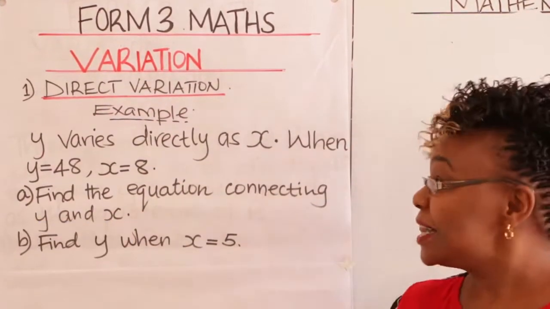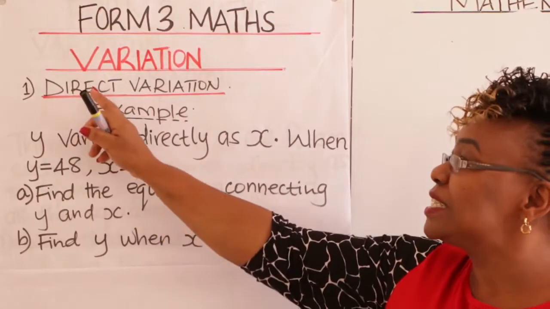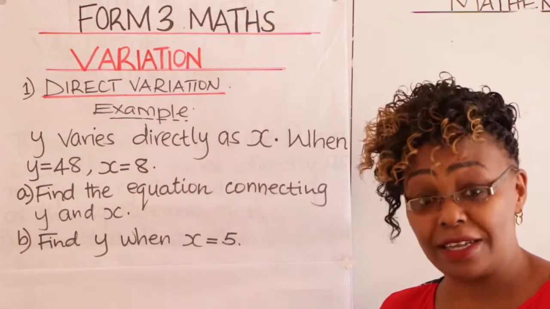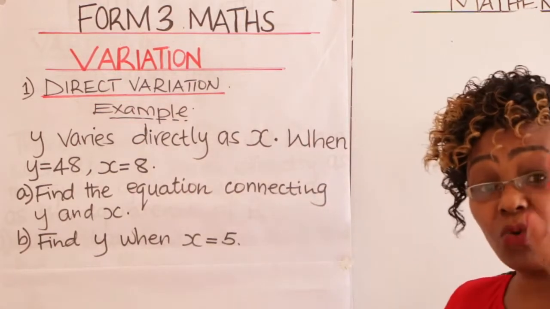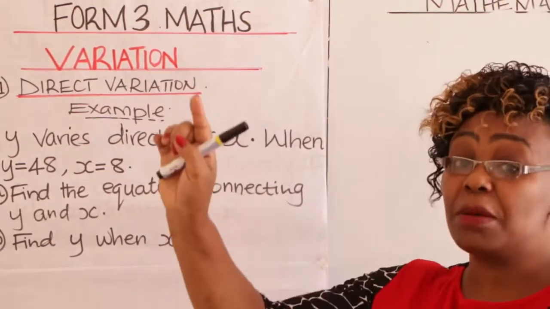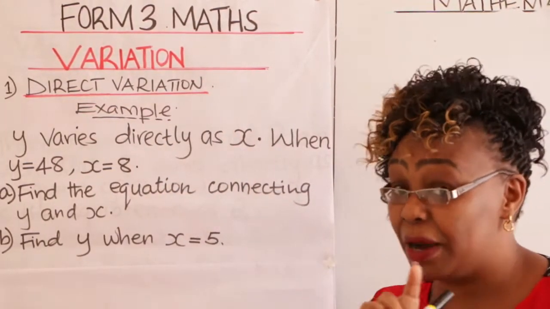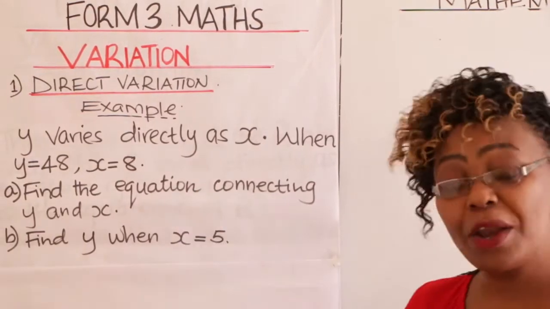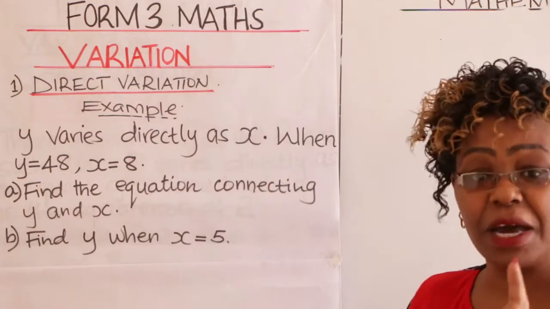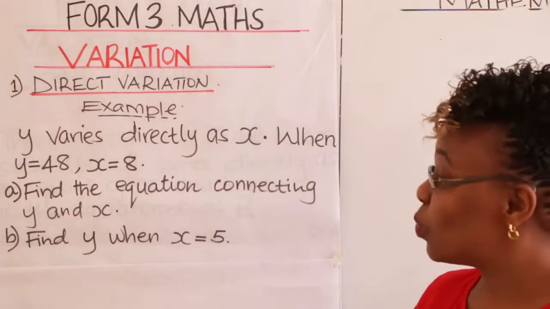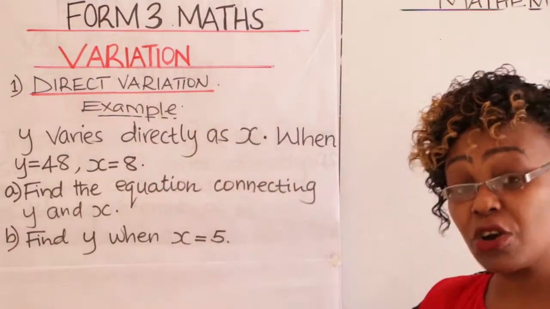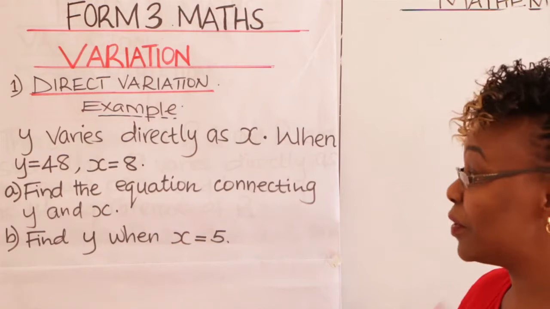Learner, when we say that two quantities vary directly, what do we mean by that? We mean that when one quantity increases, the other one also increases, so both of them increase at the same rate. Or when one quantity decreases, the other one also decreases at the same rate. So that is what we call direct variation. They either increase at the same rate or decrease, both of them at the same rate.